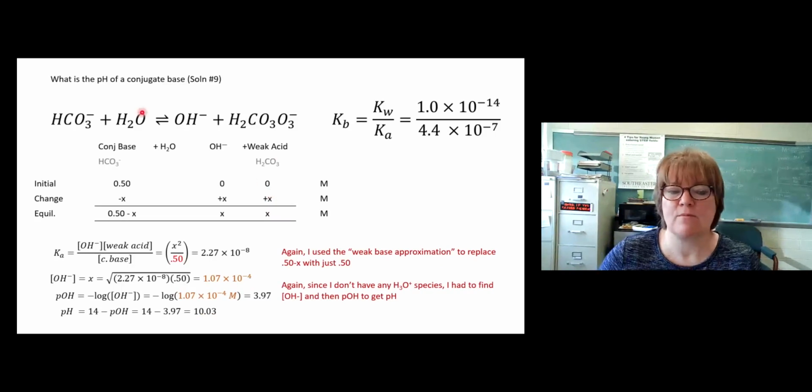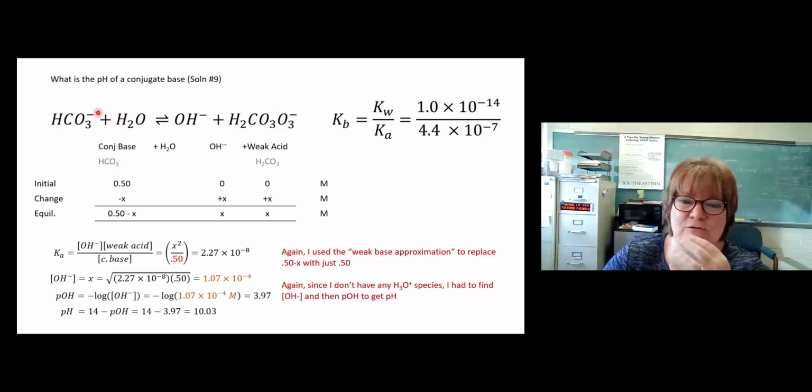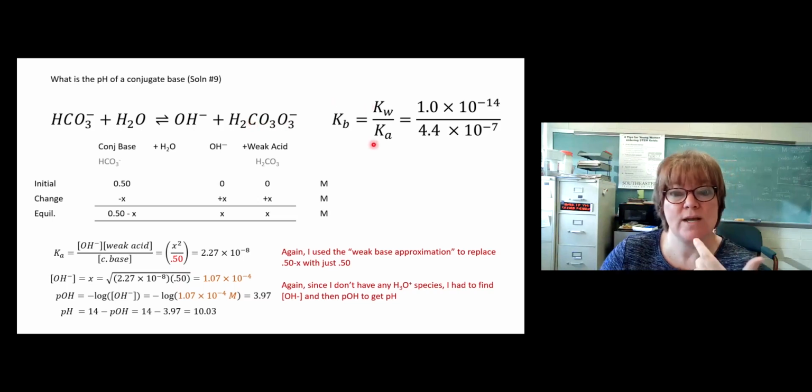Okay, same idea, but remember we've switched to using the conjugate base reaction. Note that when I switch it, I have slightly different things. First of all, I don't have hydronium ion in here. I have hydroxide ion. Also, I don't know the equilibrium constant for this reaction, but it is related to Kw and Ka. So I can solve for it.